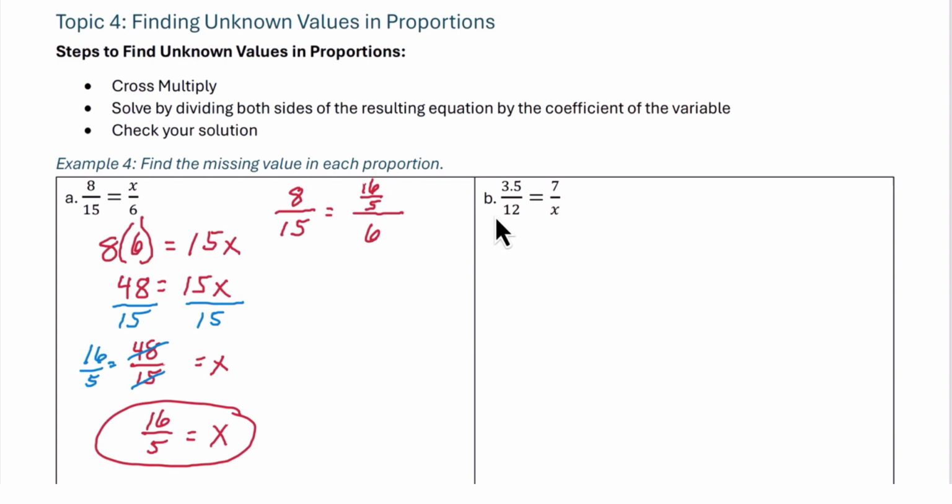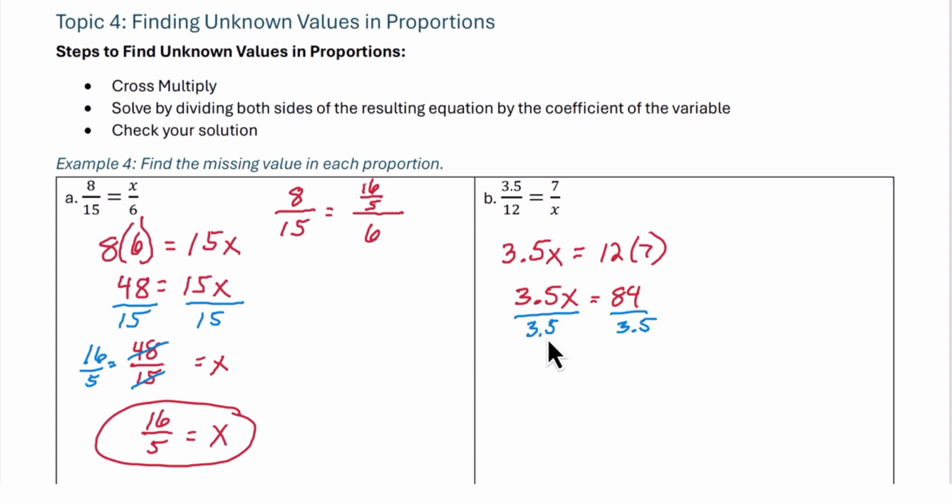In part B, we need to solve the proportion solving for x by cross multiplying. 3.5 times x is 3.5x, and that is equal to the cross product, 12 times 7. We now have 3.5x equals 84. Notice on the left you have 3.5 times x. In order to undo the multiplication, we will divide by 3.5. This will help us isolate that x. Make sure we do it on both sides.